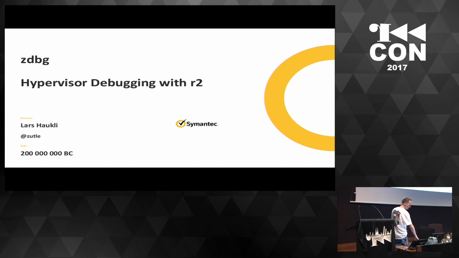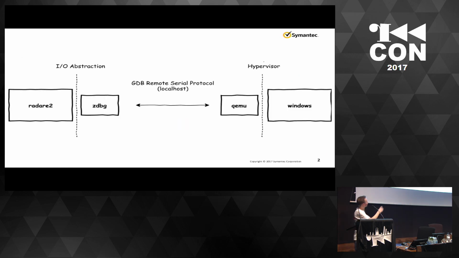So I call this thing a hypervisor debugger. I'm not sure if that's a good name for it. It's sort of similar to what you do if you do remote kernel mode debugging using WinDbg-ish, but not quite. So I have this illustration of my system, what I'm trying to do.